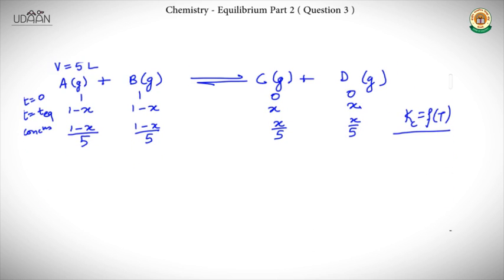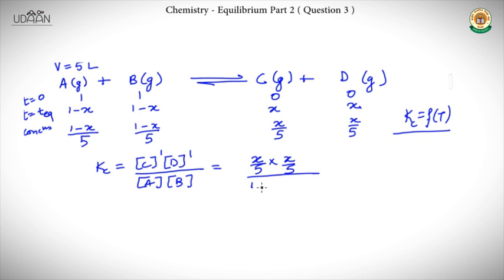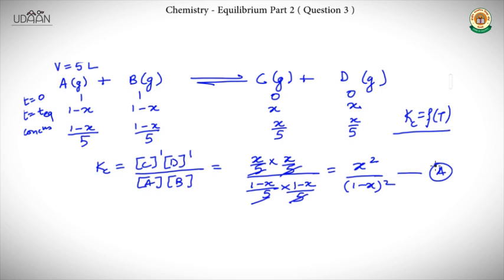So I'm going to calculate Kc for the first case, which will be concentration of C raised to the power 1, because the stoichiometric coefficient is 1, into D, upon A into B. I'll substitute all these values. So I'll get X by 5 into X by 5 upon 1 minus X by 5 into 1 minus X by 5, which will give me X square upon 1 minus X whole square, because all the 5's will cancel. I will name this equation A.